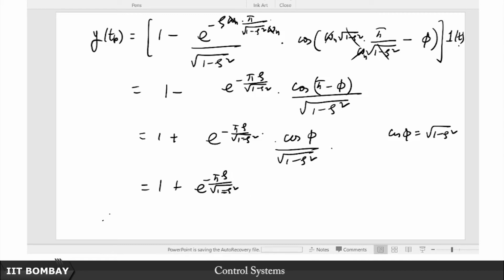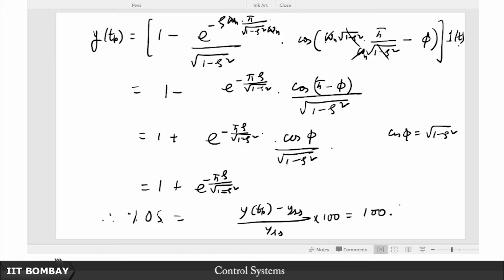right. So therefore percentage overshoot turns out to be y Tp minus y Ss upon y Ss into 100, which is equal to 100 times 1 plus e to the minus pi zeta upon root 1 minus zeta squared, minus 1 over 1. So this 1 and 1 cancel. So in other words, this just turns out to be 100 times e to the minus pi zeta upon root 1 minus zeta squared, okay.